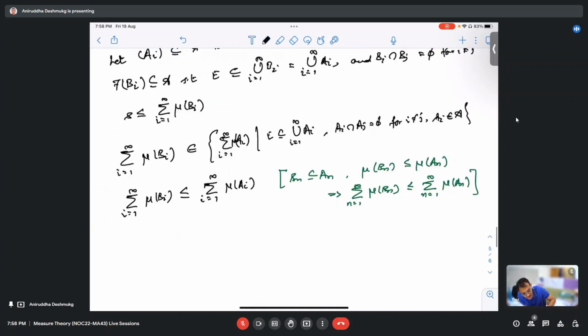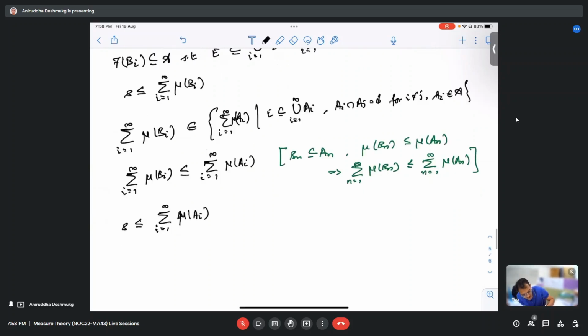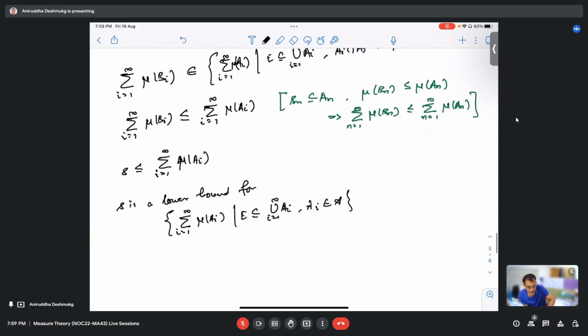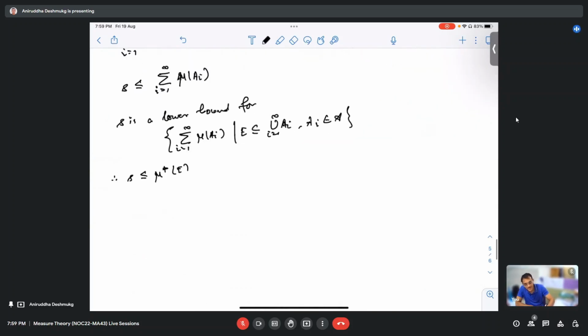So what I have is S is less than or equal to this sum of mu of Ai. So from here, can I say that S is a lower bound for this set, summation i from 1 to infinity mu Ai, where E is contained in the union of Ai, and the Ai just come from E? Can I say this? Yes, sir. Now, S is a lower bound, mu star E is the greatest lower bound, and therefore S must be less than or equal to mu star E, right? So we started with mu star E less than or equal to S. We also proved that S is less than or equal to mu star E. Therefore, mu star E must be exactly equal to S.